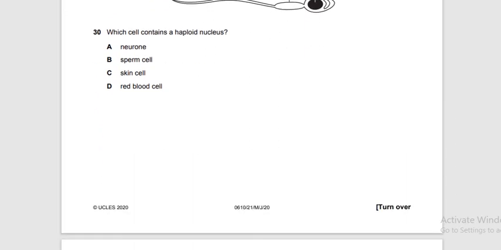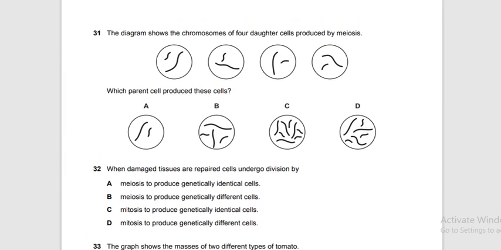Now, which cell has a haploid nucleus? Haploid means half, and it is formed through meiosis, and it's only the sperm cell. It's only gametes that have it. So the answer is C.